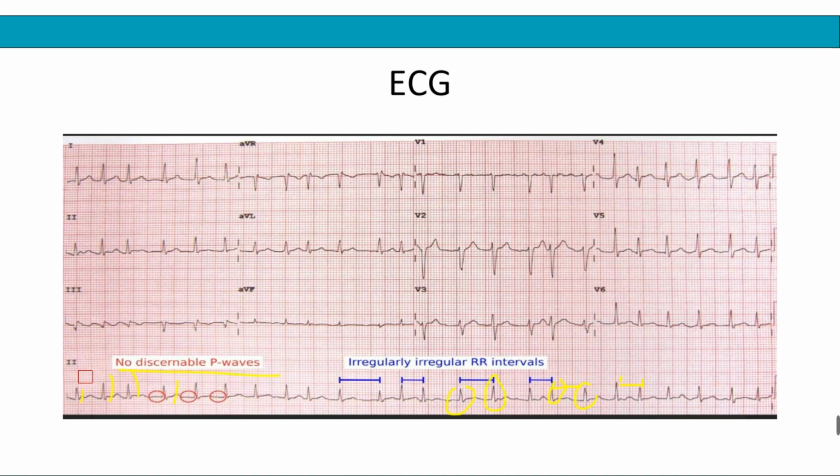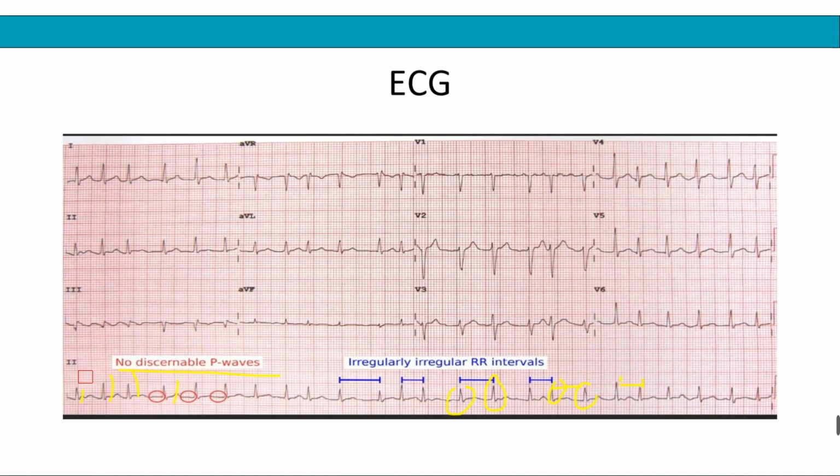And of course, the QRS complexes are narrow, telling us that whatever impulse is generating these QRS waves is probably coming from above the AV node. So it's not coming from within the ventricles themselves, and so it will give you a narrow QRS complex. And the cardiac axis is normal.